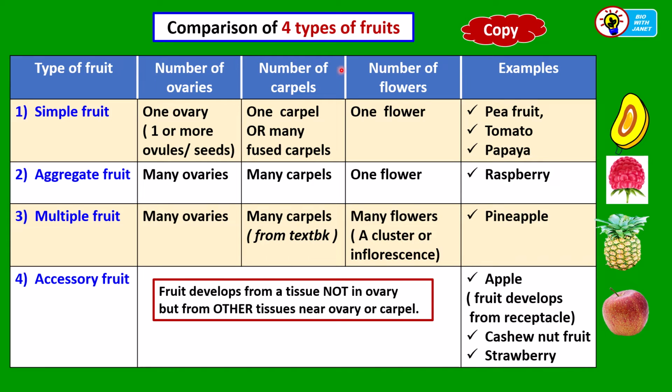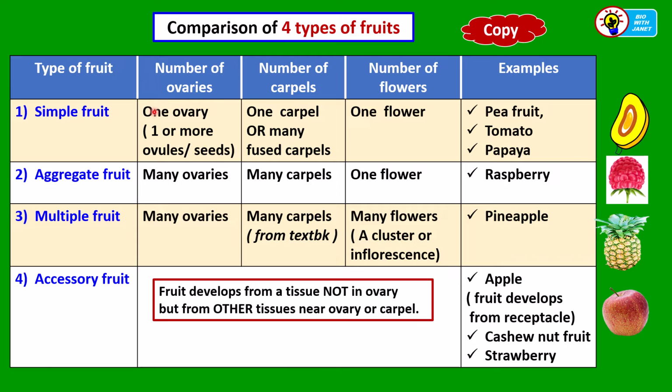Okay, the number of carpels: there is only one carpel involved which contains the ovary, or there will be a few carpels but only one ovary. The important thing is one ovary. Because the textbook refers to the carpel, I mention the carpel here. Normally we consider the ovary and the flower.